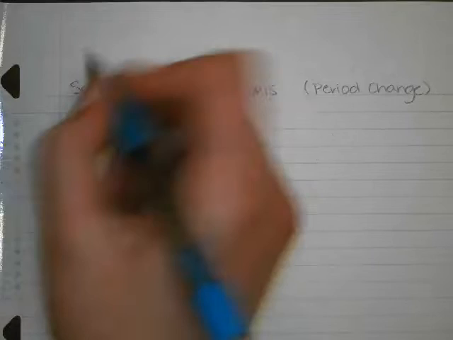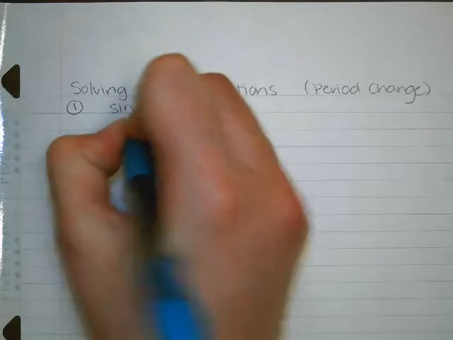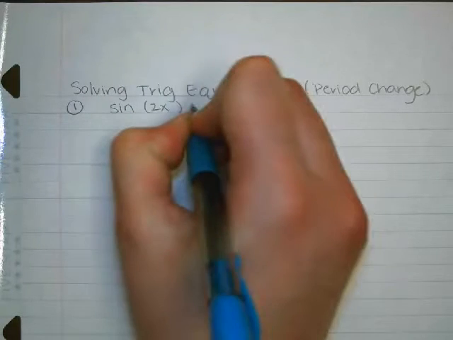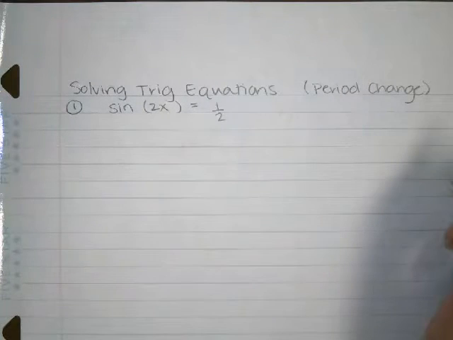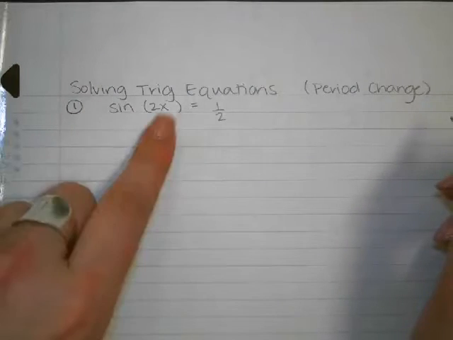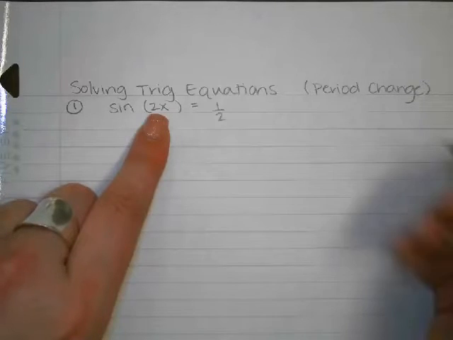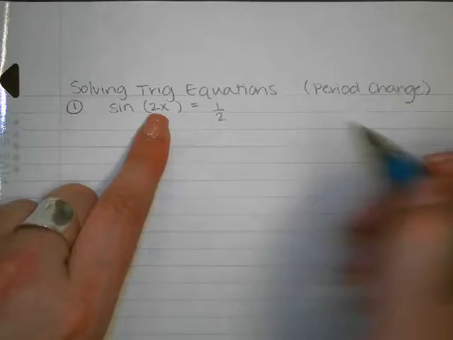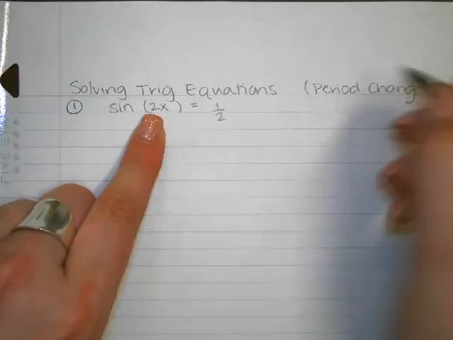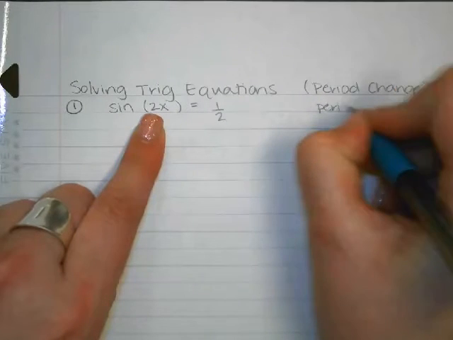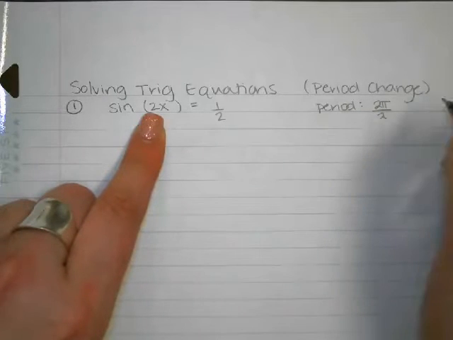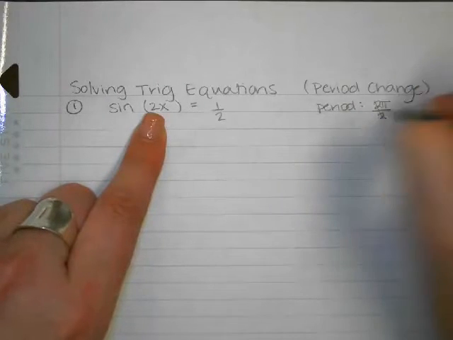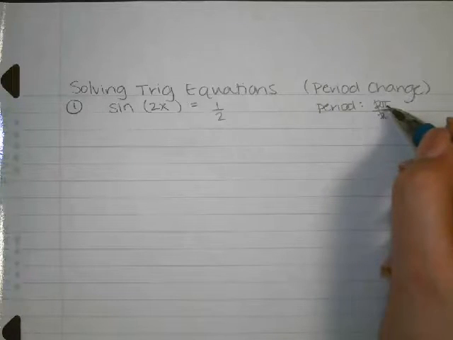All right. So we're just going to start off by doing examples. So the first example is going to be sine of 2x equals 1/2. So this is a really, really simple example. And if you guys recall, to find the period of a function when we graphed it, we would do 2 pi divided by the coefficient of x. So the period of this function is 2 pi divided by 2, so the period is pi.